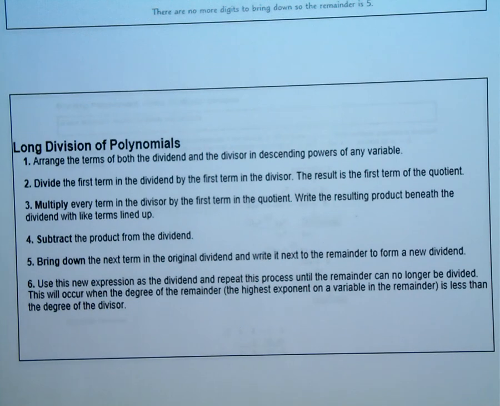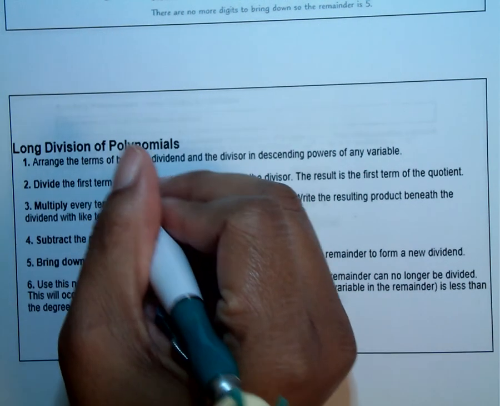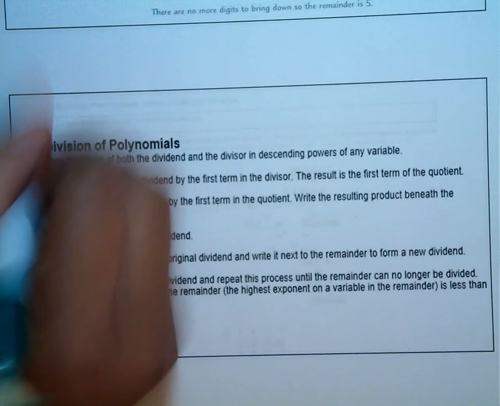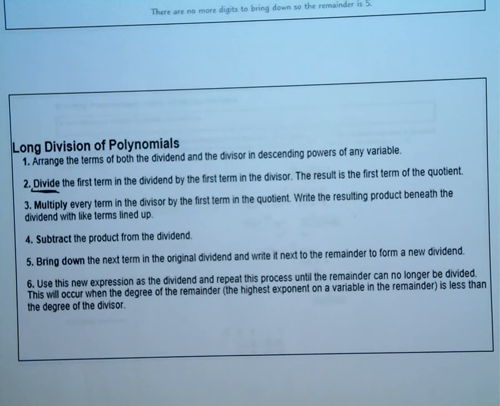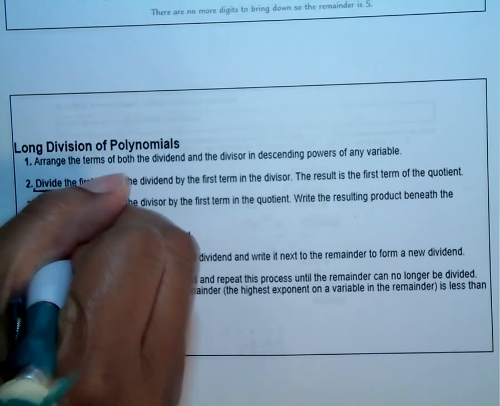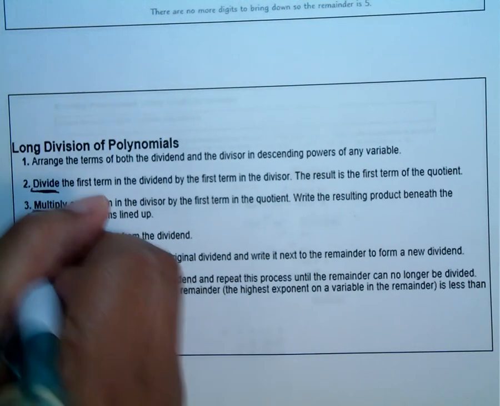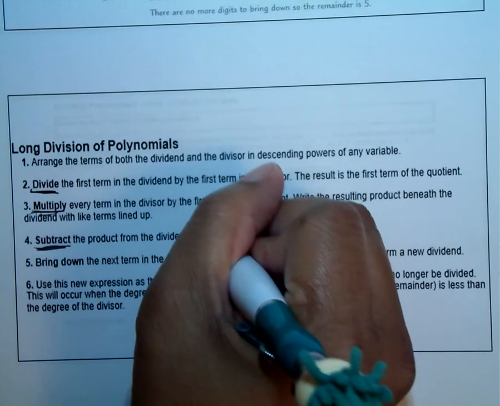Okay, so dividing, or long division of polynomials. It says arrange the terms of both the dividend and the divisor in descending powers. So they want you to put the terms in order from the greatest exponent to the smallest, biggest to smallest. That's what descending means. And then it says divide the first term in the dividend by the first term in the divisor. And then it says multiply every term in the divisor.